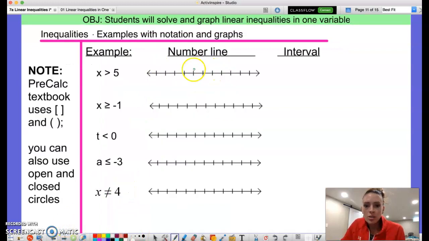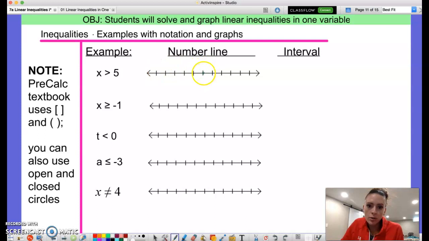Graphing them on a number line. You might not have seen this since Algebra 1, and that's okay. So we're going to review it just a little bit and then also throw in something that might be new to you. It's interval notation, and you'll need that for pre-calc, and in this class we use it quite a bit as well. So x is greater than 5.